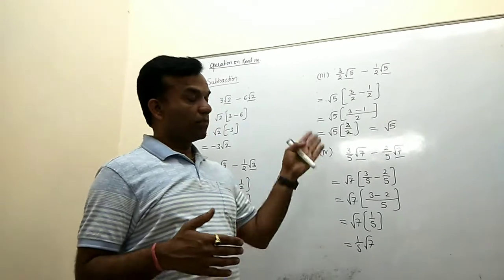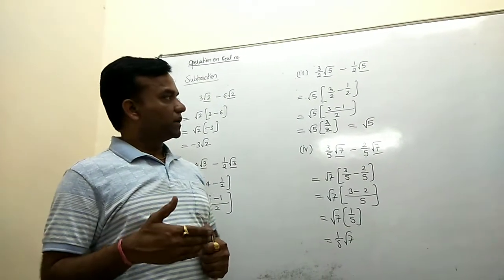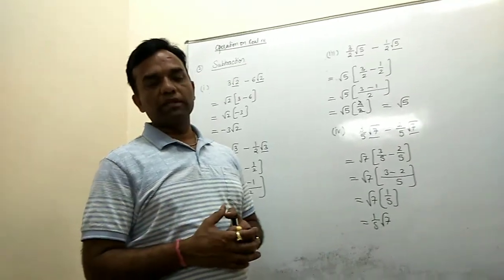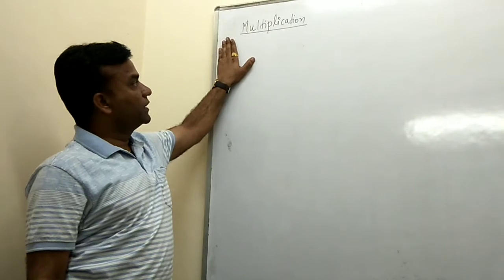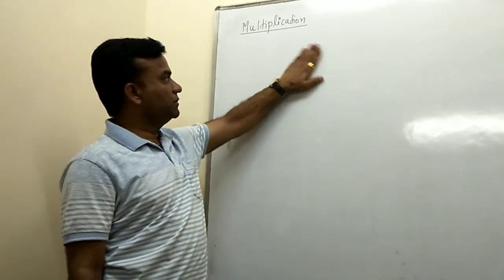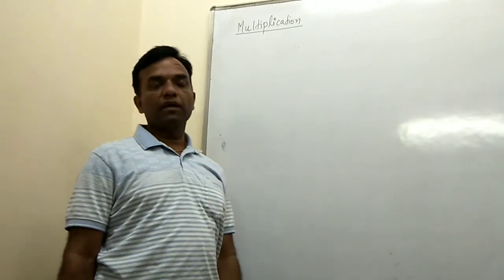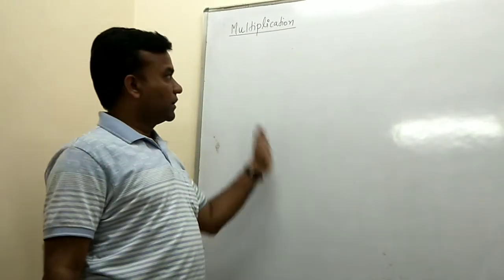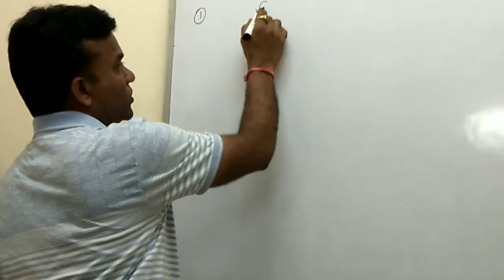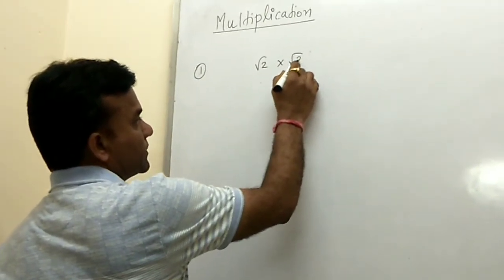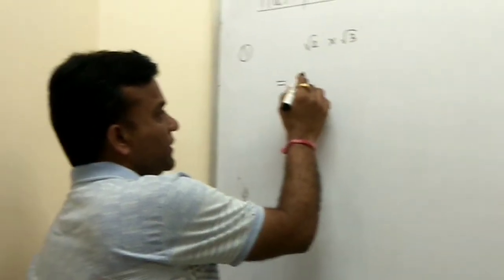You try some examples with addition and subtraction, and then we go on to the next operation, multiplication. Now we start with how we multiply the given irrational numbers. We start from an example like root 2 multiplied by root 3.